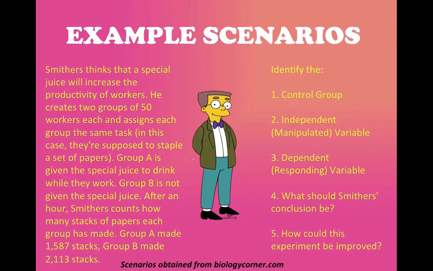They will understand and try to identify what is the control group in Smithers' experiment, which one is the independent and which one is the dependent variable, what would conclusions state if they were Smithers, and how could they improve Smithers' experiment. To check out more scenarios, visit biologycorner.com to see what else is available.